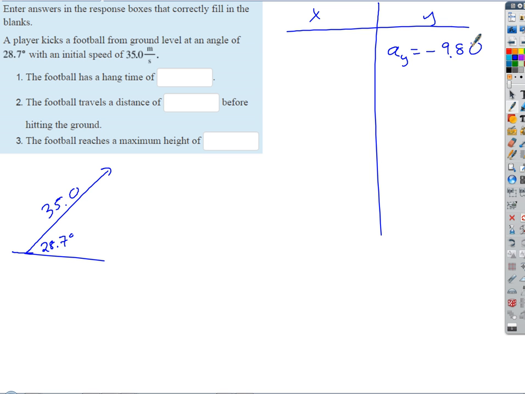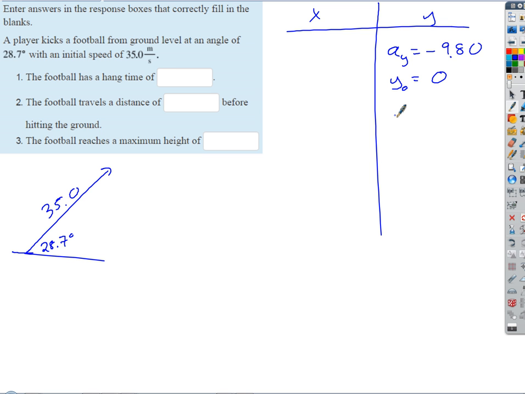What's the initial vertical position? 0. Since we now have X's and Y's, we don't need to call it D anymore. We call it X and Y to separate the two, so y naught is 0. And what's the final position going to be? It is going to be 0. We kind of get a choice here, though, and we'll talk more about it. Let's hold off on that one for a second.